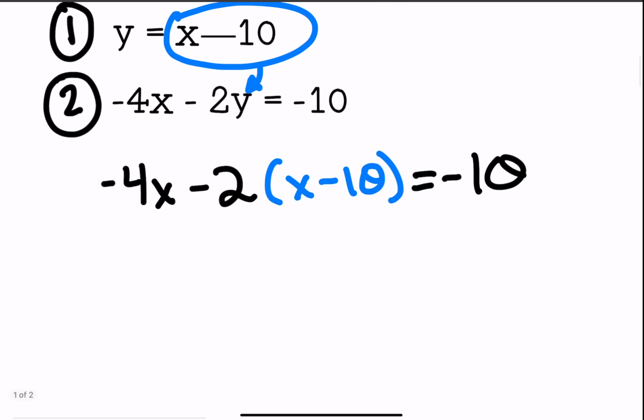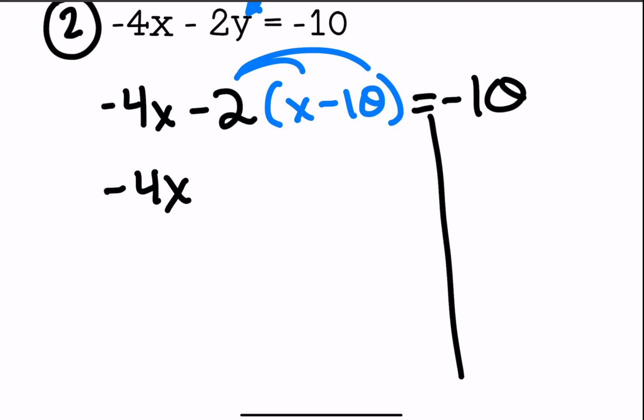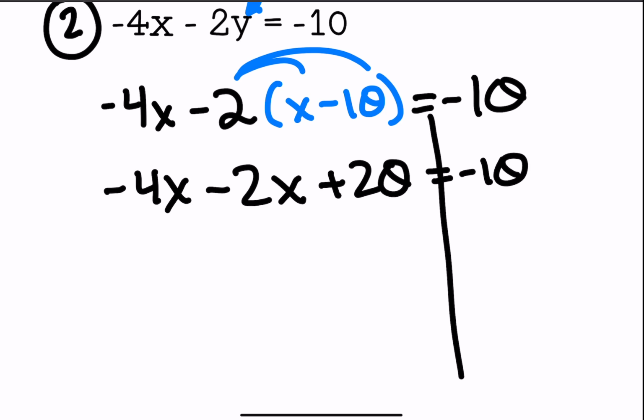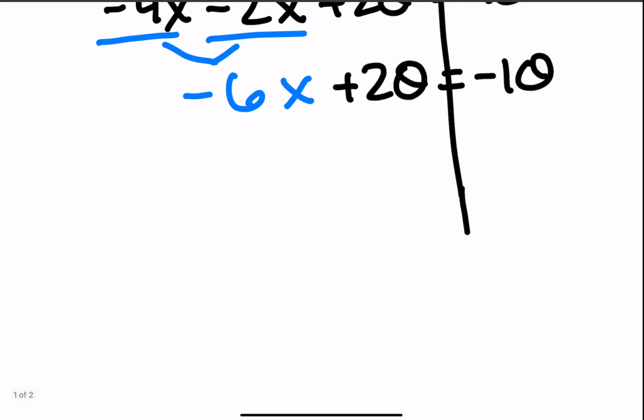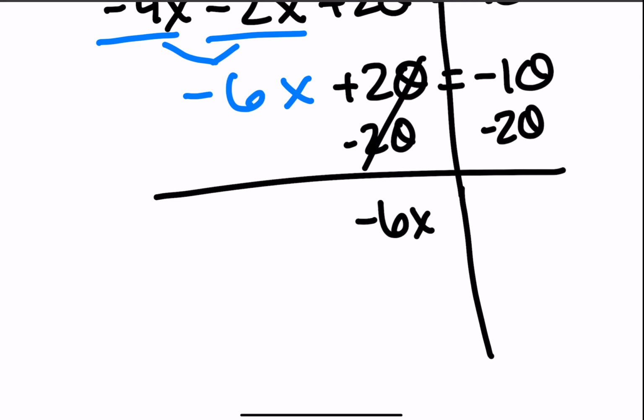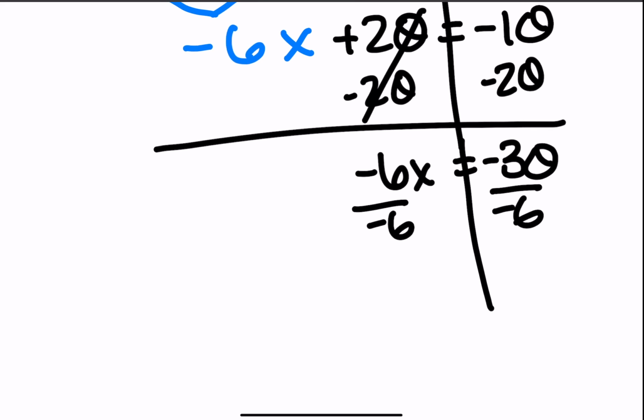Okay? All right, now we're going to use our solving skills. So this means we are going to distribute. This leaves us with negative 4x minus 2x plus 20 equals negative 10. Combine like terms. That negative 4x plus a negative 2x makes a negative 6x. Nothing else changed. And then I subtract away my constant, so I subtract 20 on both sides. This leaves us with negative 6x equals negative 30. Divide away that coefficient of negative 6 on both sides. This leaves us with x equals 5.